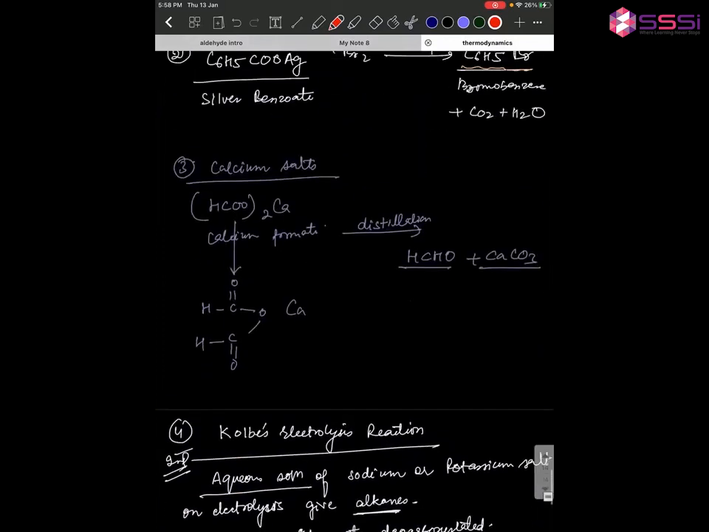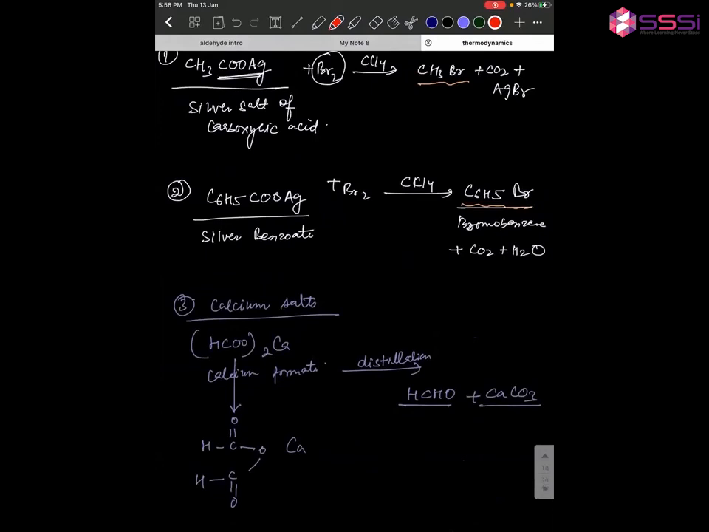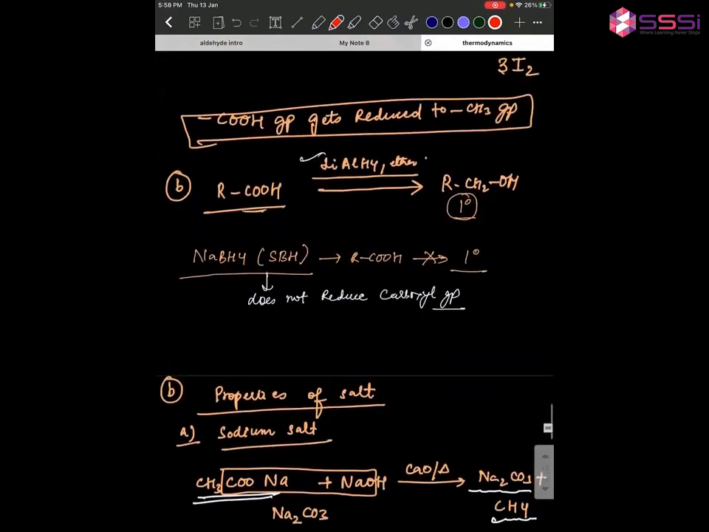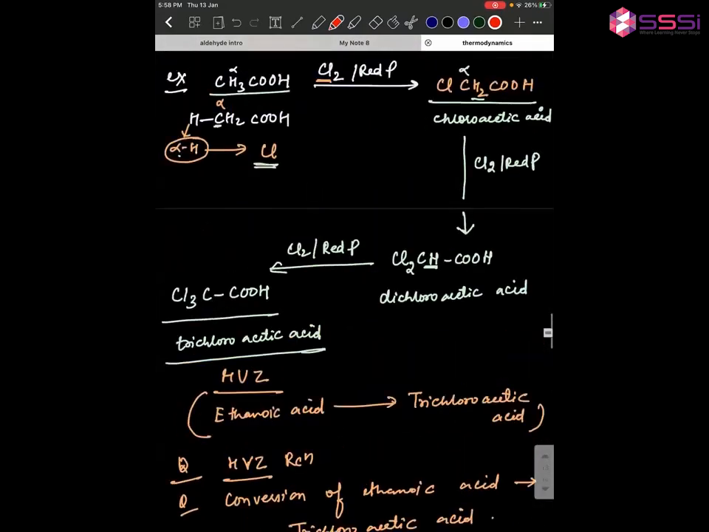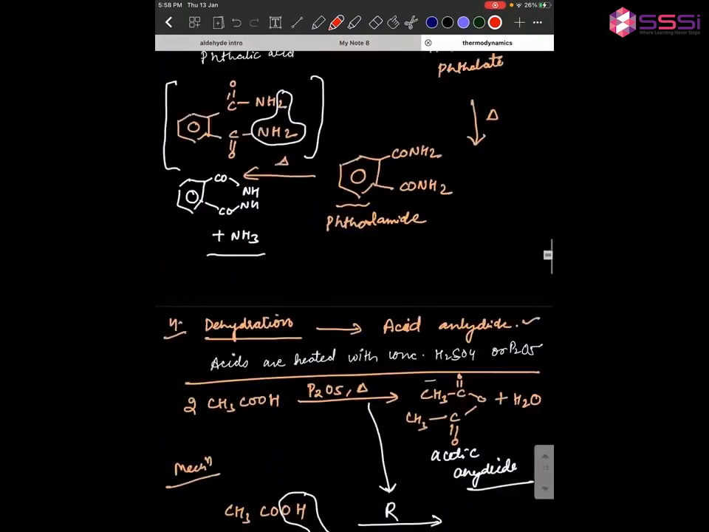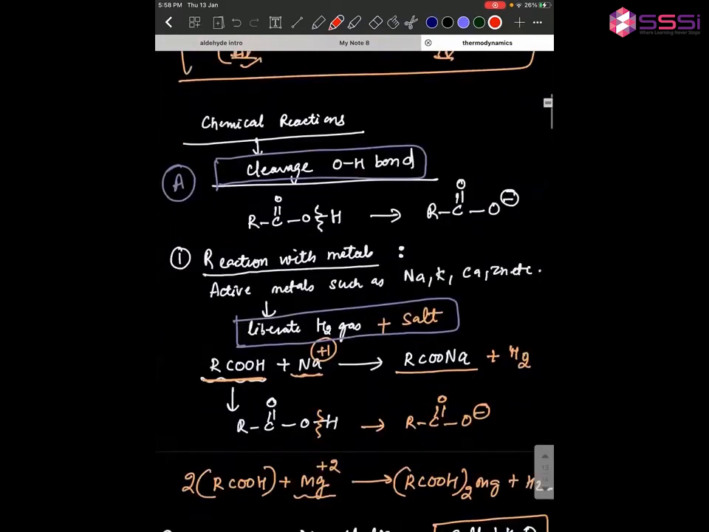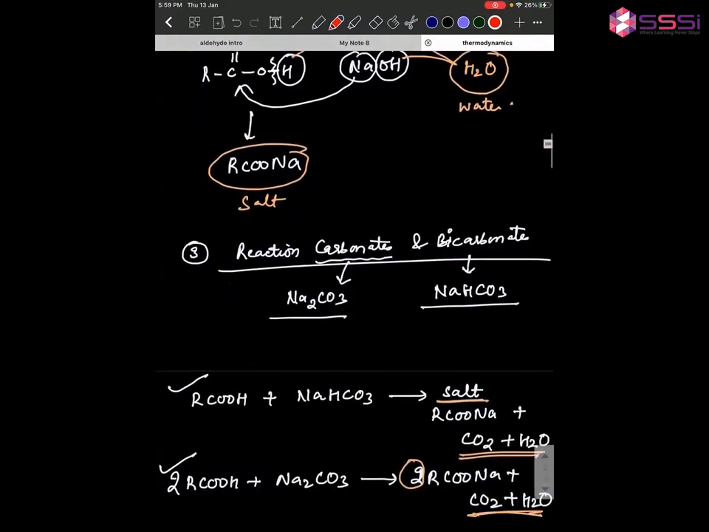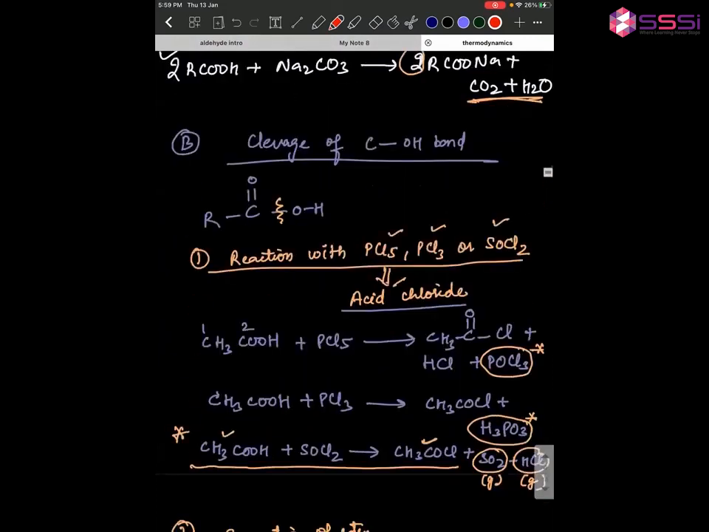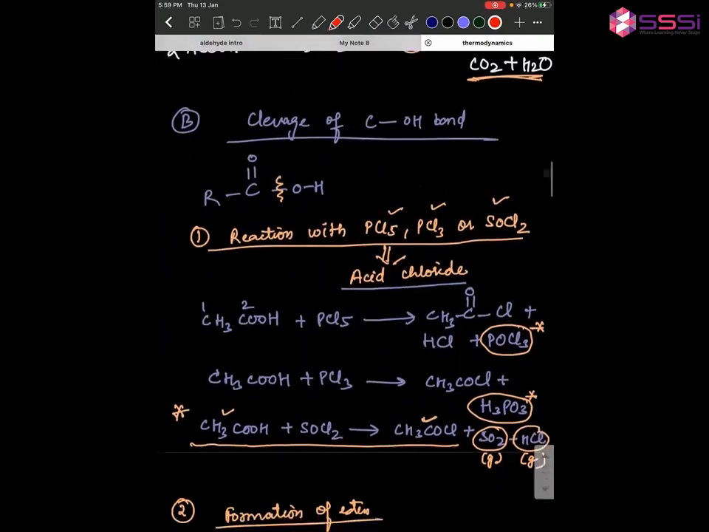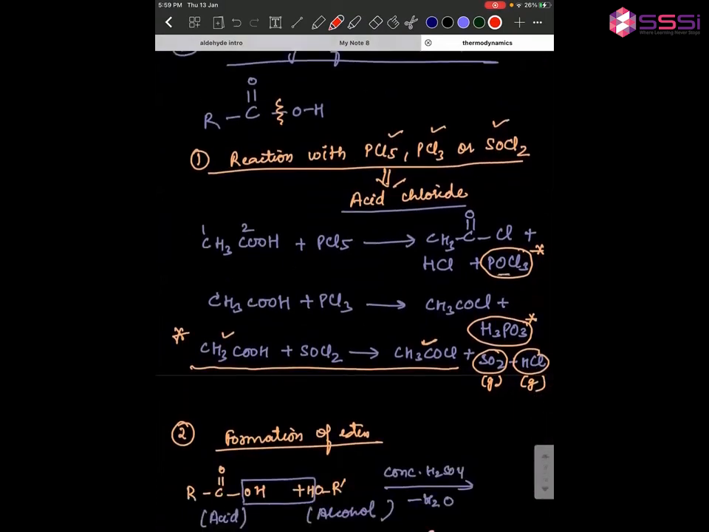Now with this, we complete the chemical reactions of carboxylic acid. We have studied 4 types of chemical reactions. Can you repeat what they were? First was the cleavage of OH bond. There we started with the reaction with metals, alkalis, carbonates and bicarbonates. The second type was the cleavage of C-OH bond. There we studied PCl5, giving POCl3; PCl3, giving H3PO3; and SOCl2, giving both the gases. So this reaction was the most suitable method for the conversion of acid to acid chloride.